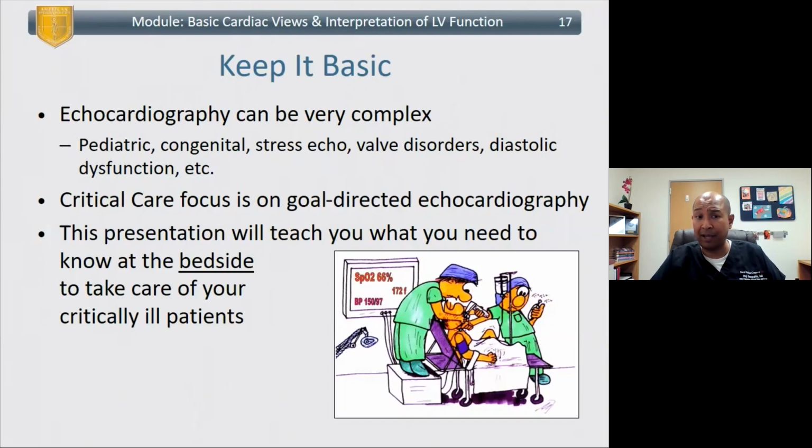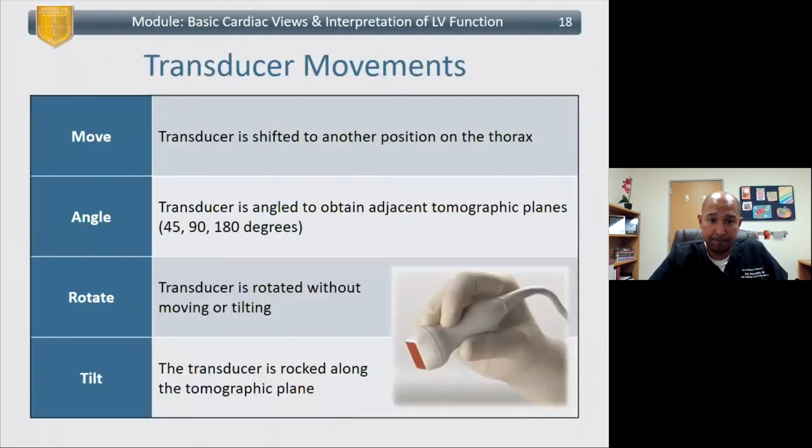Echocardiography can be very complex. On your boards, they're not going to give you pediatric cases, congenital heart disease, tetralogy of Fallot, transposition of the great arteries. Those aren't the questions they're going to be asking you. They're not going to ask you very complex valvular diseases. On the critical care board, it's all about goal-directed echo. And this presentation will really teach you what you need to know to do great on the board exams and to take it to the bedside to help your critically ill patients.